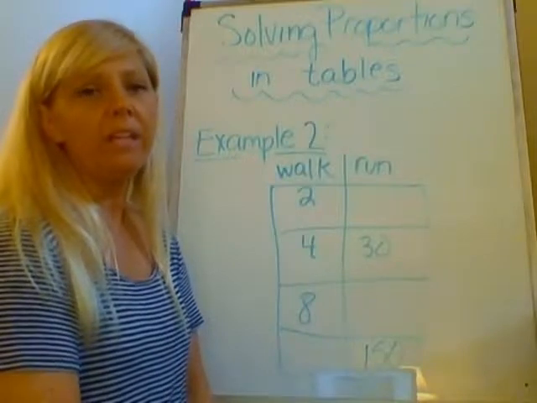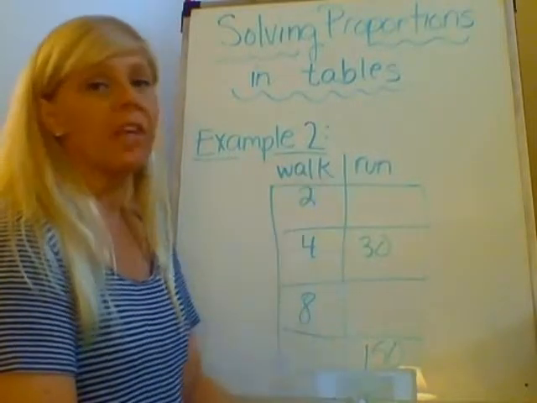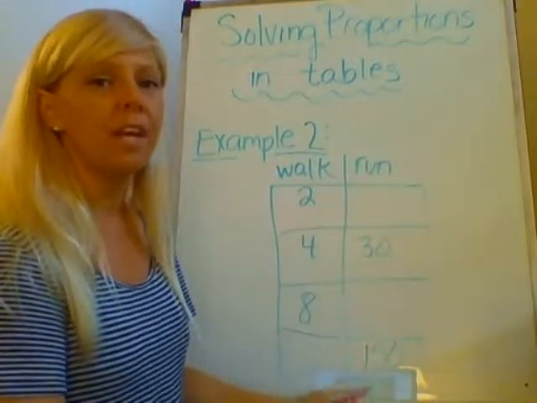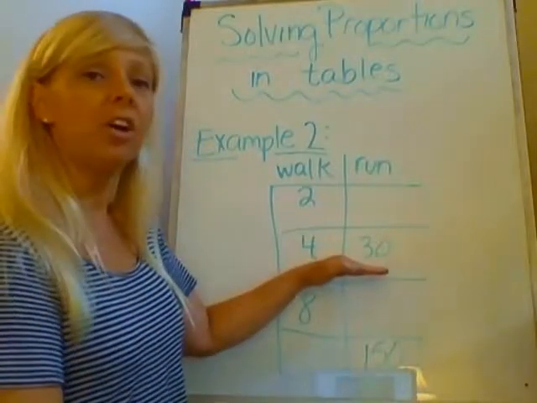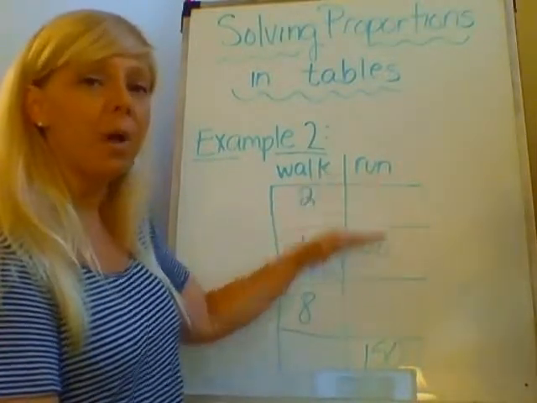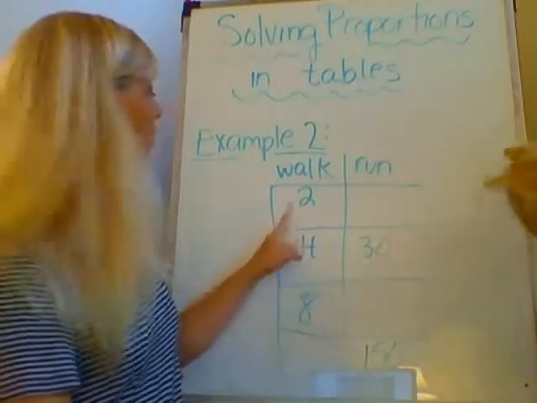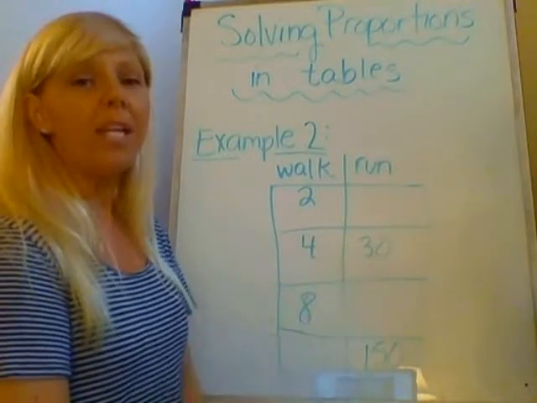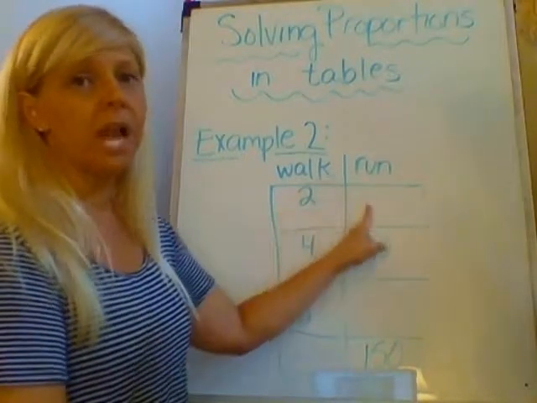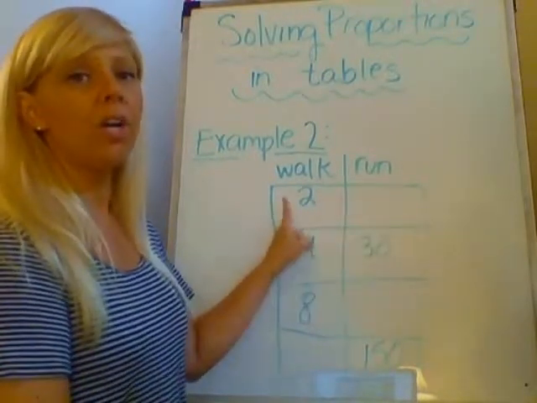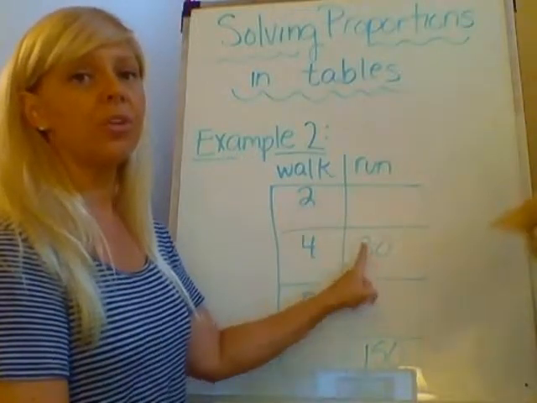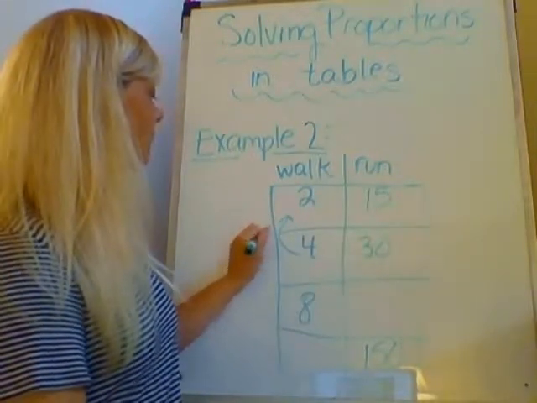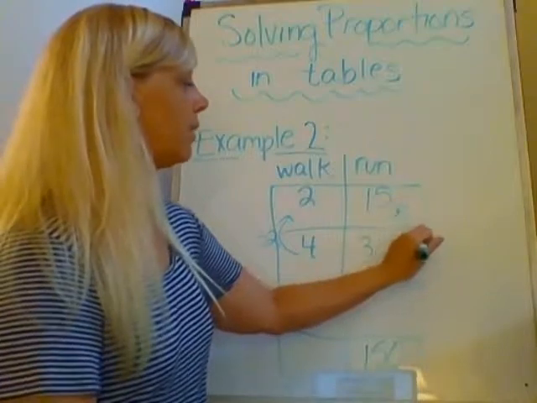Sometimes in tables, we need to work backwards first and then forwards. In the first example, I gave you the ratio in lowest terms and we worked off of there. In this case, my ratio that I know is in the middle of my table and I need to go up and down. So let's say for every 4 yards I walk, I run 30 yards. So I need to know if I walk 2 yards, how many yards am I going to run? Well, 4 in half is 2, so 30 in half is 15. So in this case, I'm going to be dividing by 2 when I'm going up.